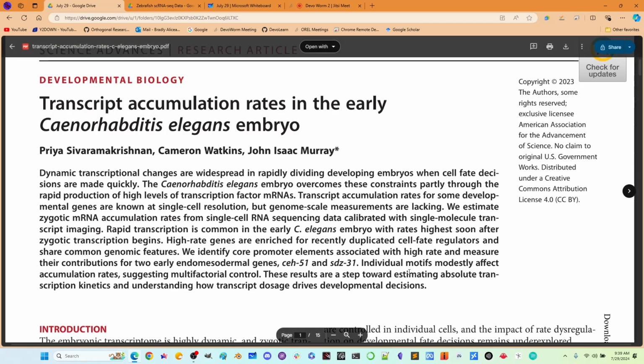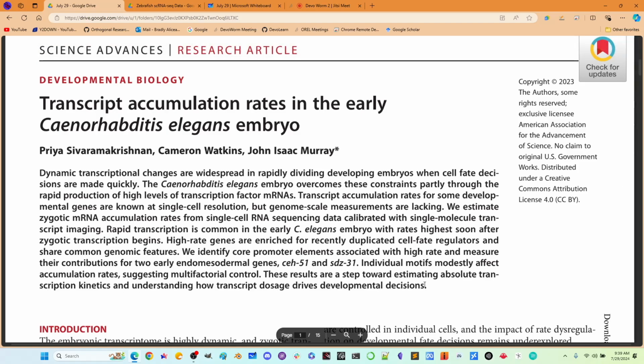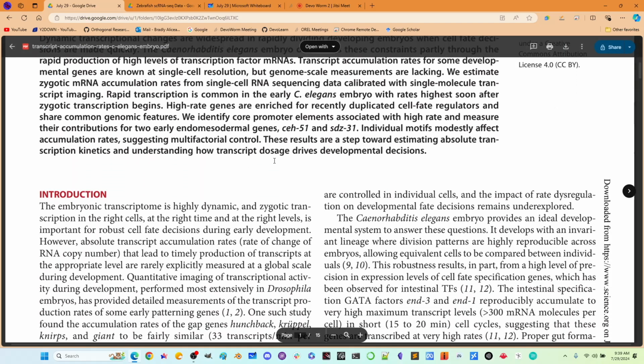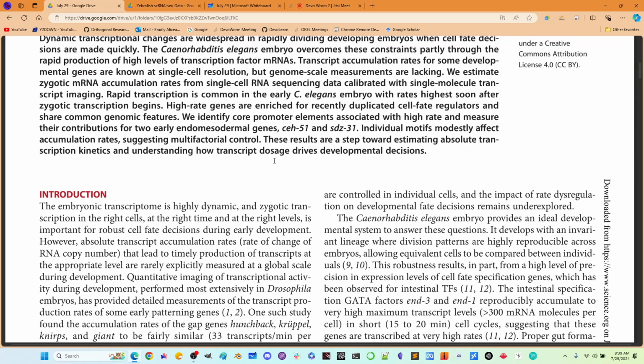These results are a step towards estimating absolute transcription kinetics and understanding how transcript dosage drives developmental decisions. So this idea of dosage is the same thing as half-life. The dosage is the amount that's there. The half-life is the decay over time. So over a certain amount of time, you'll get half of that dosage, and then a certain amount of time later, you'll get half of that half of dosage. So it decays sort of linearly over time, and not always. Sometimes, especially when you don't shut off the transcriptional machinery, you get nonlinearities where you get these mass accumulations and then decay, and then maybe some more production, and so forth.